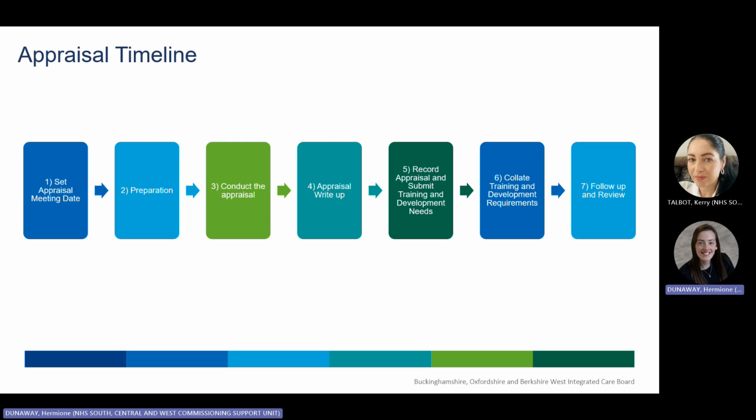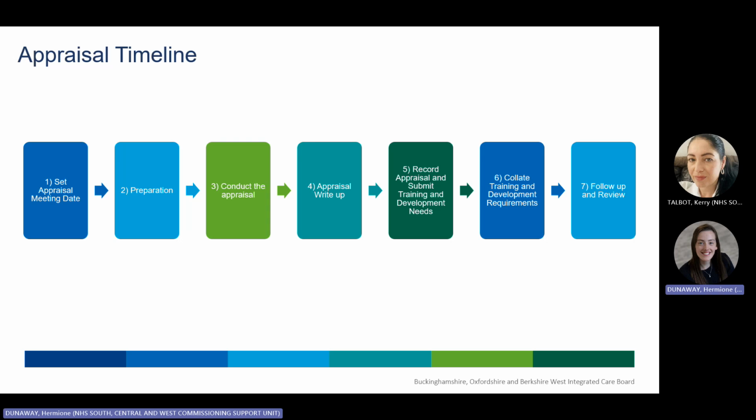This then moves us on to step 3, which is conducting that appraisal meeting, and that is where the conversation happens. So although both your staff member, the appraisee, and you as the appraiser will have done some preparation ahead of it to collect feedback and reflect on the year, step 3 is where that conversation around those areas happens.